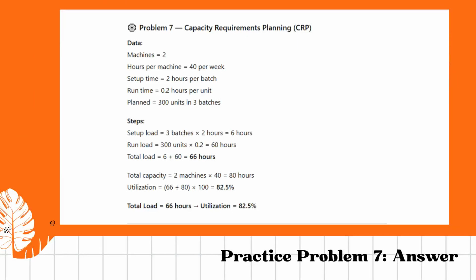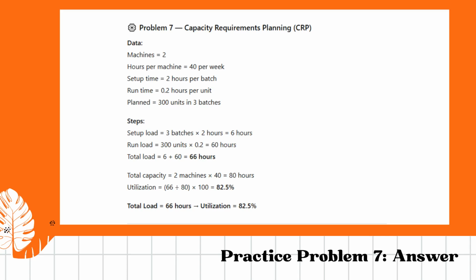Problem 7. Capacity requirements planning, CRP. Data. A work center has 2 machines, each available for 40 hours per week. Each batch requires 2 hours of setup, and each unit takes about 12 minutes to process. 300 units are scheduled for production this week in 3 batches. We need to find the total workload and the utilization rate.